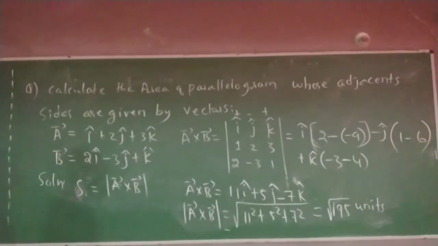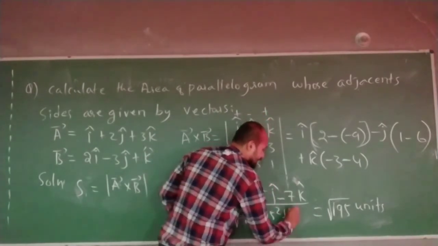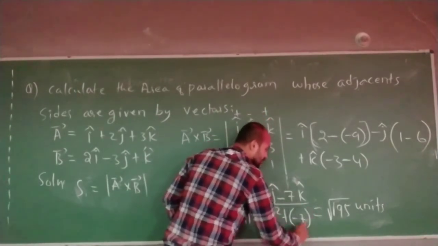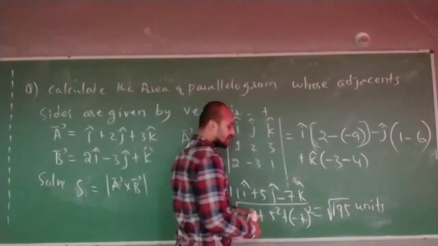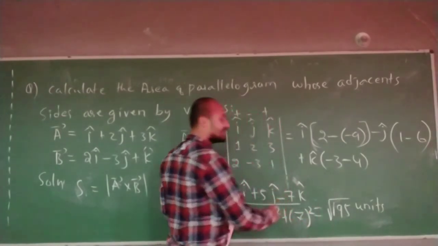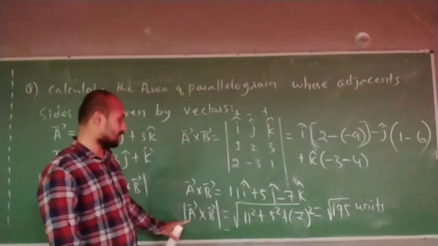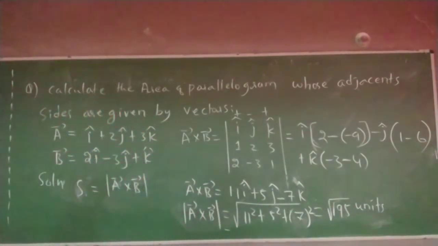Correct? See here, one thing you might have a doubt: even if you take minus 7 here, minus 7 square will become again 49. Why am I considering only 7? Because usually I will take the magnitude value. What I am calculating is the magnitude value.